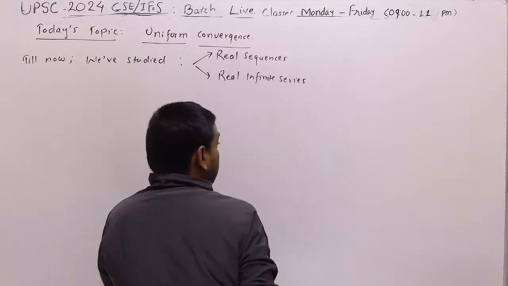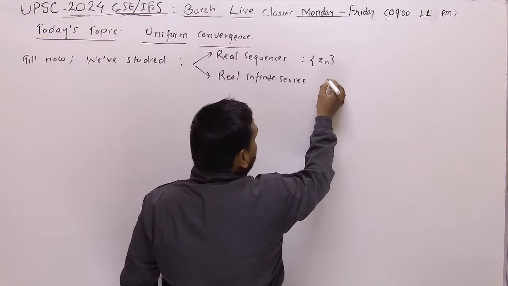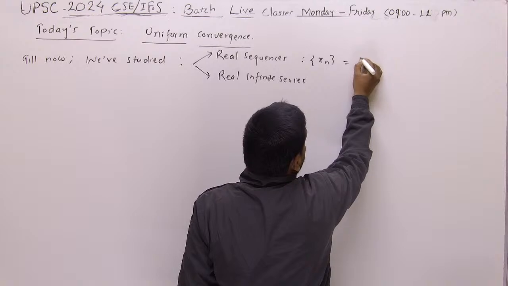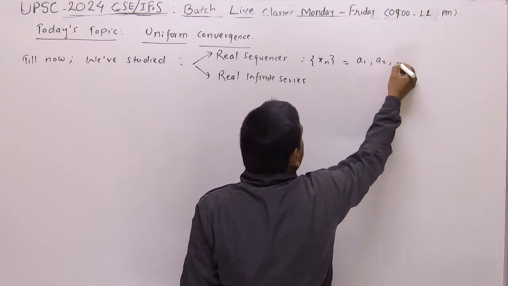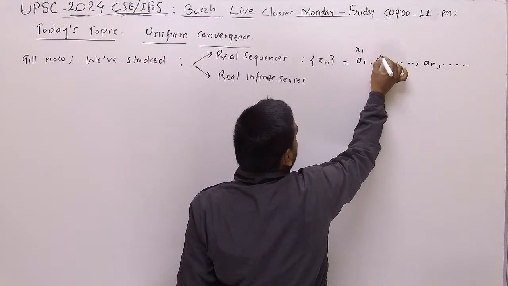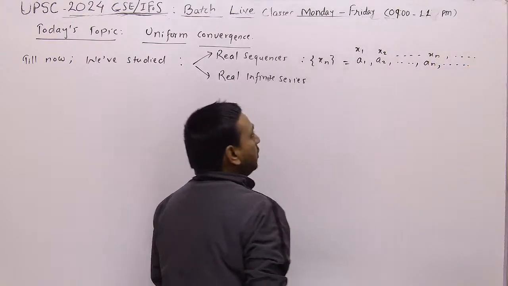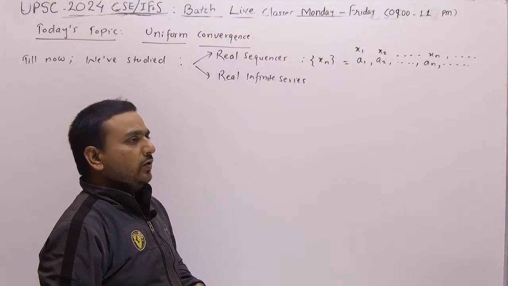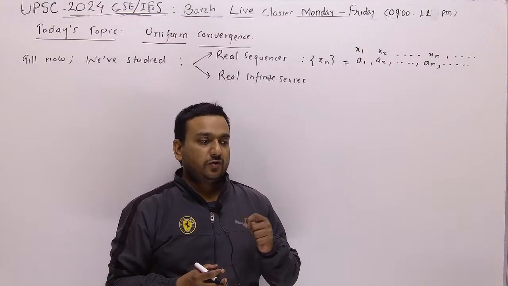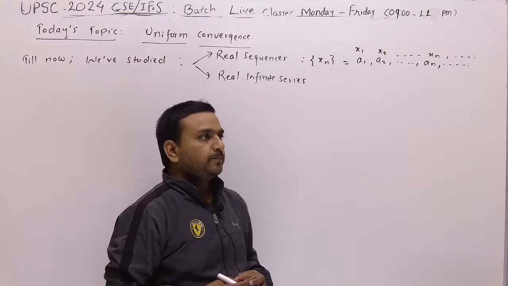So when you talk about real sequences, generally we had a sequence like xn equals some constant term, a1, a2, an, those are represented by x1 the first term, x2, like that. So in case of real sequences, we found a sequence is nothing but simply a function from the set of natural numbers to the set of real numbers. So that is a real sequence, right?